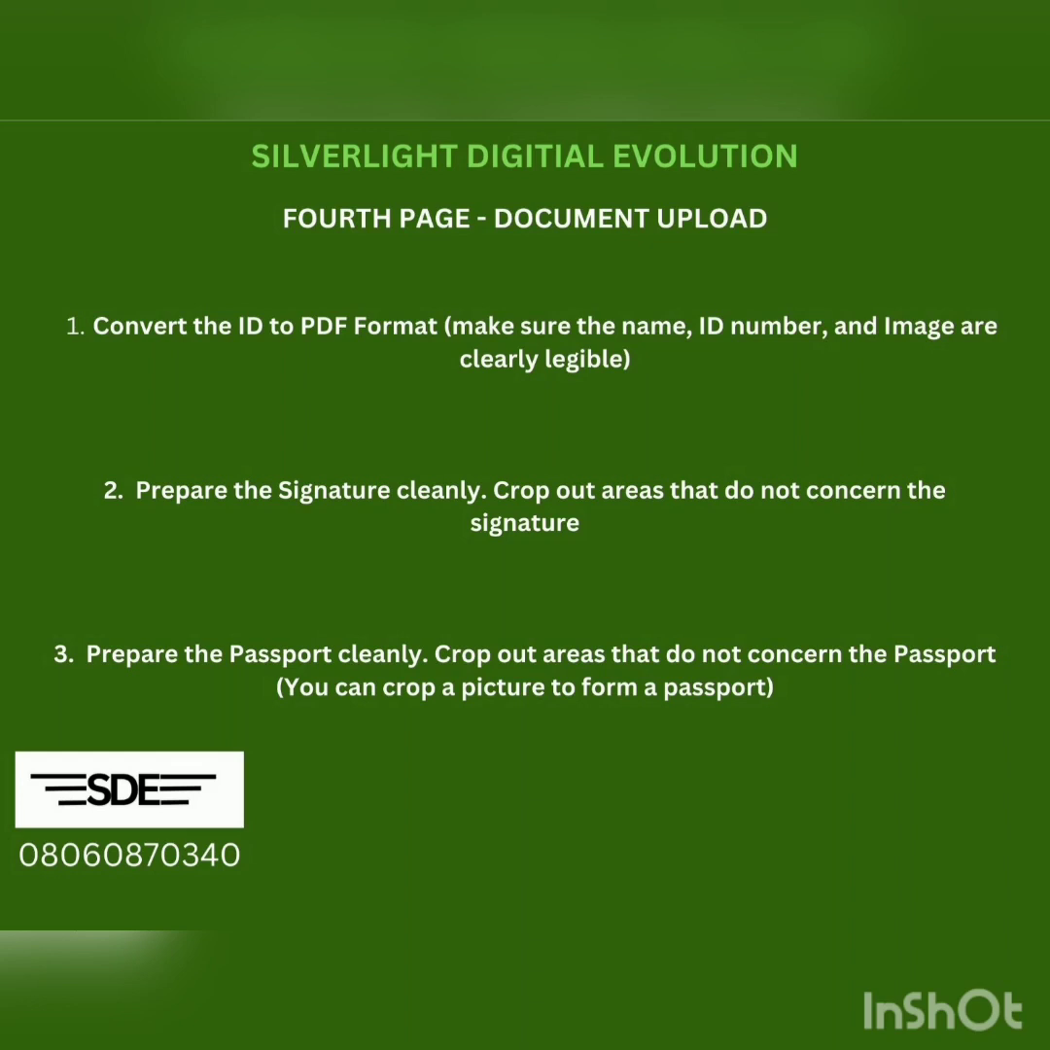And the second upload is the signature. That's where you now upload a clear signature of the proprietor. If the proprietor sent you a signature containing other text, make sure you cut out other things that are not relevant to the signature. You cut them out. Then the passport: if the proprietor sends you a picture that is showing the face of the proprietor, make sure you cut out all irrelevant sides of the passport and make sure it is the face and the shoulder area that is showing before you upload. Then you can upload appropriately.